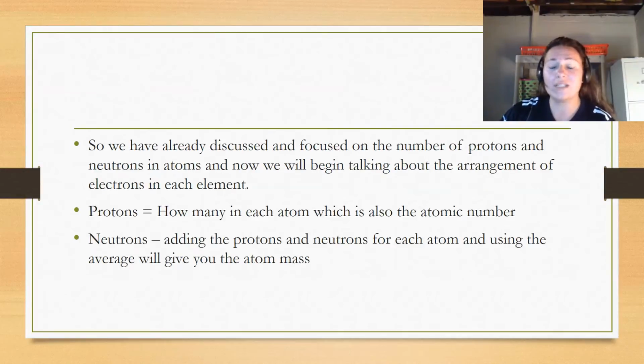So we have already discussed and focused on the number of protons and neutrons in the atoms. Now we're going to begin to talk about the arrangement of the electrons in each element. So like we know, protons is how many in each atom, which is also the atomic number, and then the neutrons, when you add the protons and the neutrons together, and then you average it, that's where we get the number of the atomic mass.